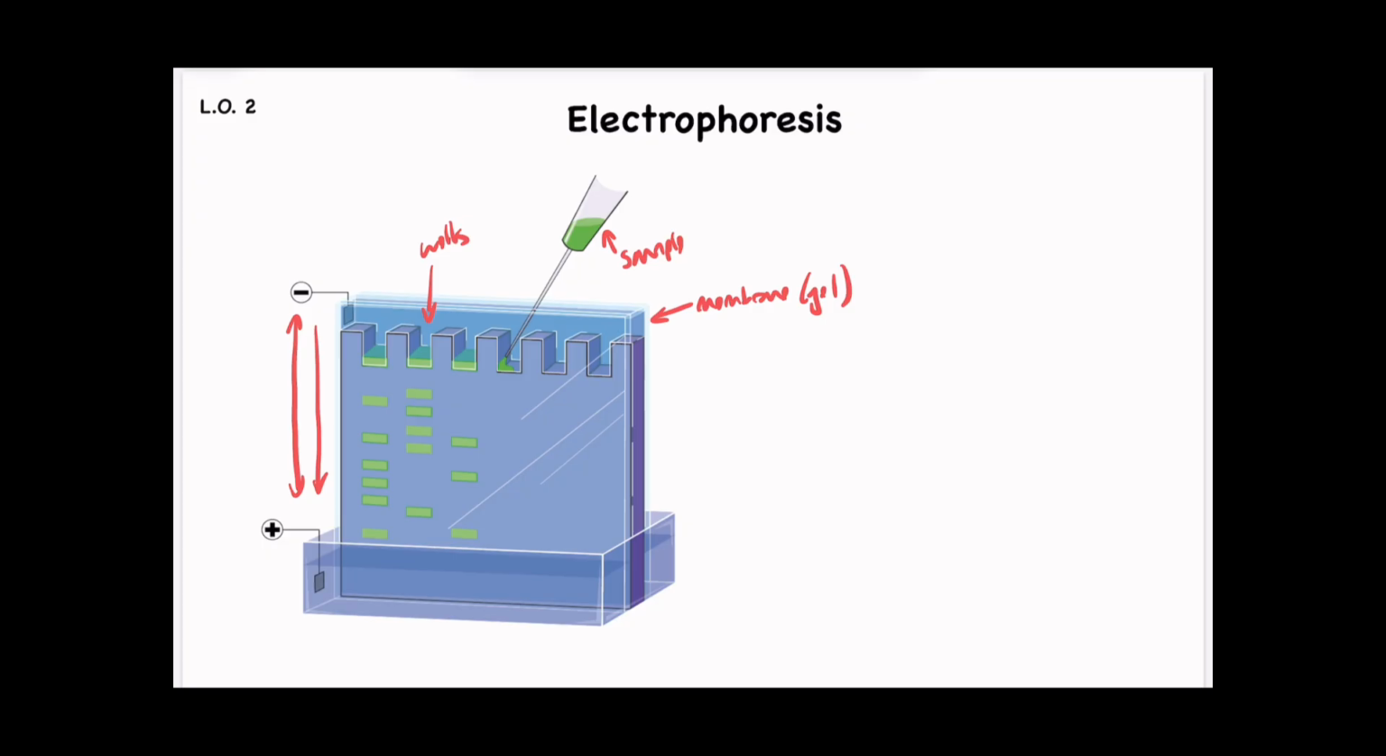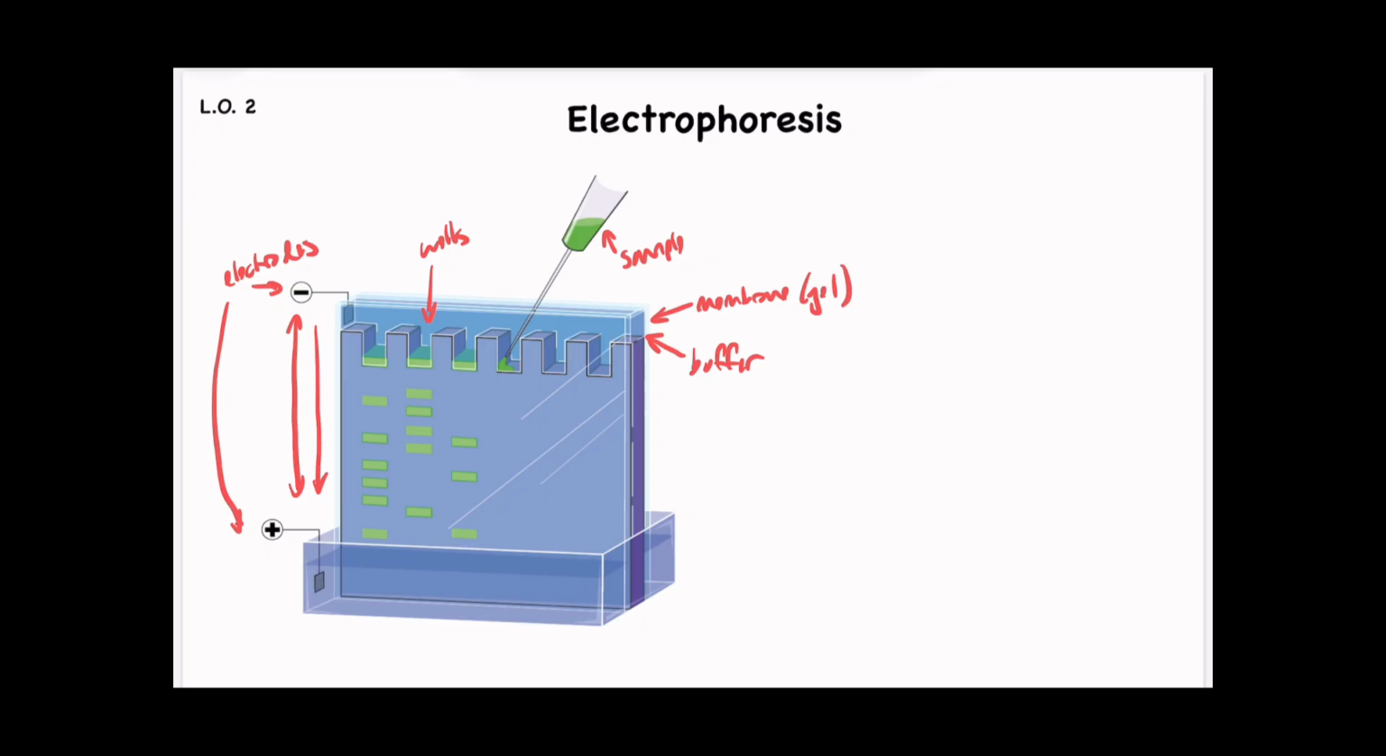Although it's hard to see, there is a buffer or some sort of liquid that's surrounding the membrane. And then again, just to help facilitate the creation of that current, there are these electrodes. One up here, negatively charged, and one down here, positively charged. And so now let's think about what this all means.